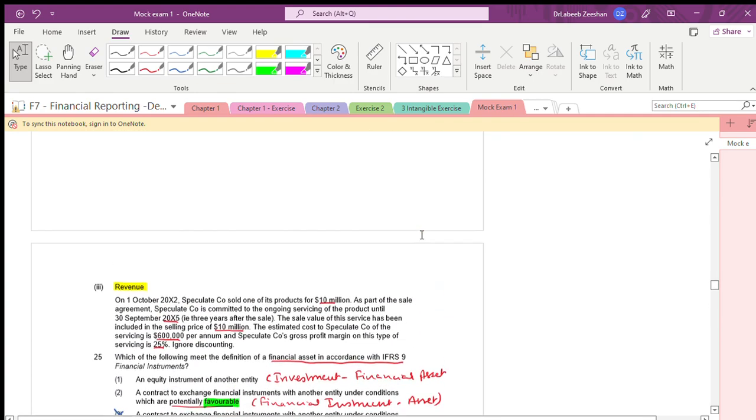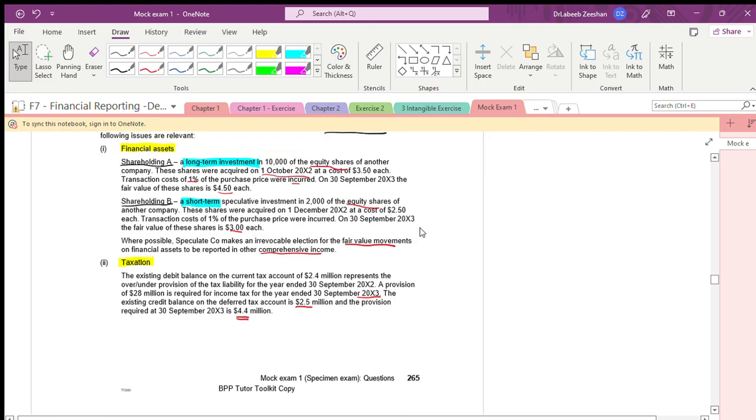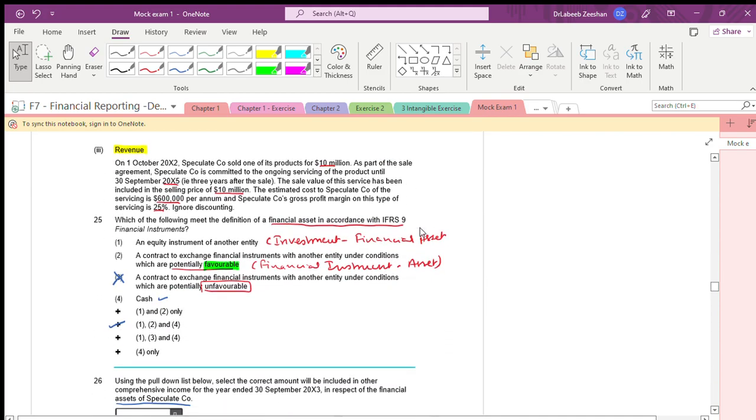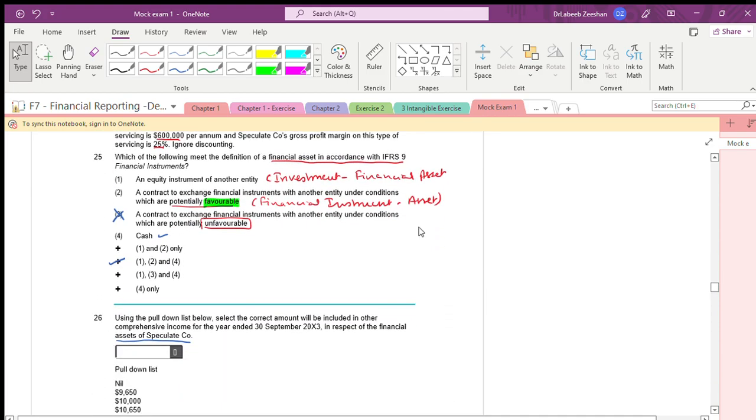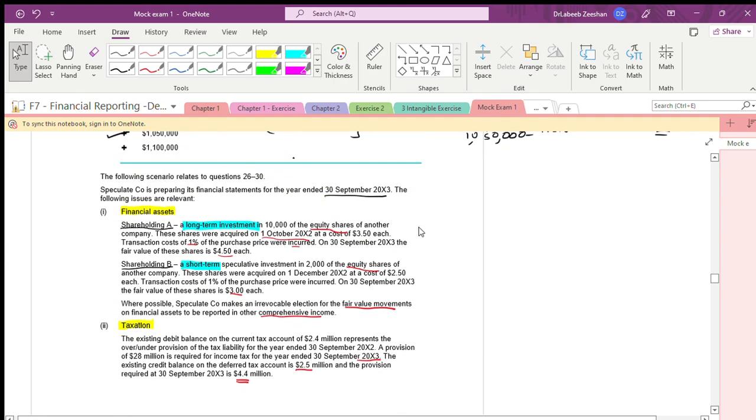Financial assets, okay. Fine. Which question is it? It is question number 26. Is it question number 26? How much is there? Question number 26.